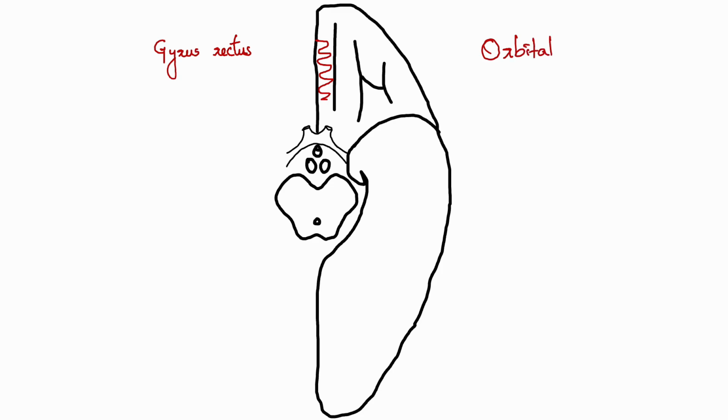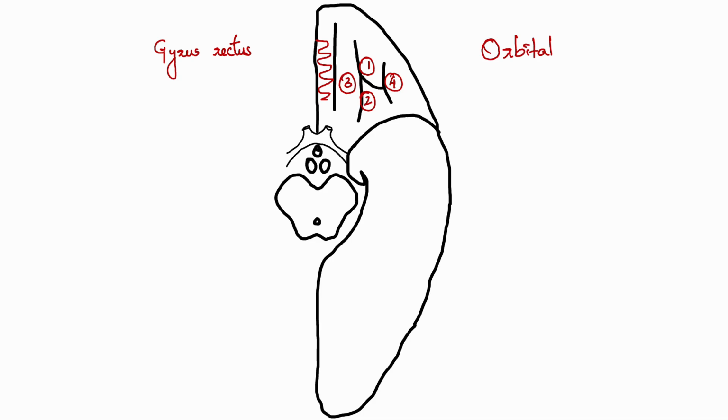There is another major sulcus present over here, that is the orbital sulcus. It is an irregular H-shaped sulcus and it divides the orbital surface into anterior, posterior, medial and lateral orbital gyri. This is the anterior orbital gyrus, this is the posterior orbital gyrus, this is the medial orbital gyrus and this is the lateral orbital gyrus.